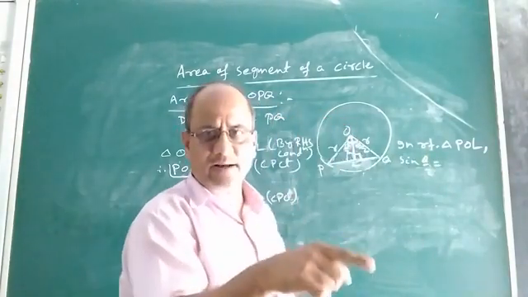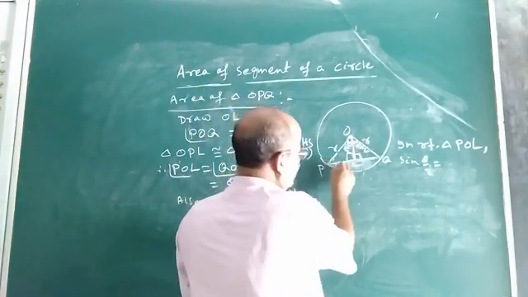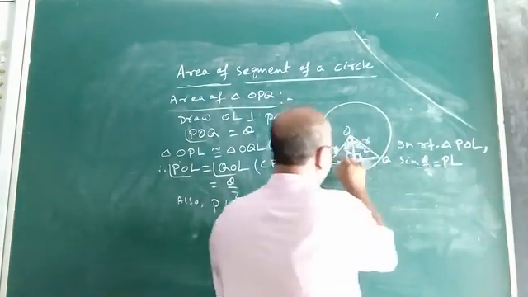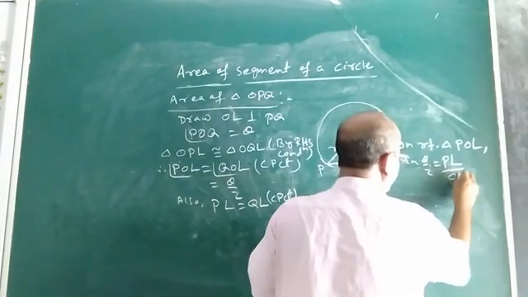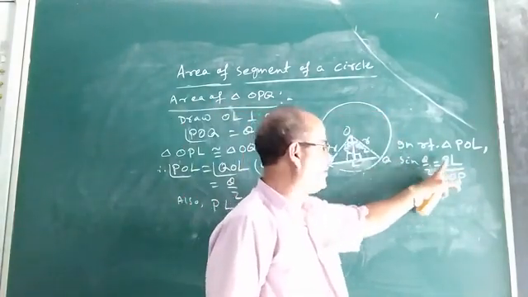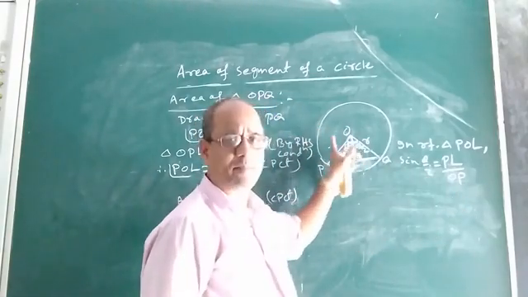Sine ratio of an angle is equal to perpendicular by hypotenuse. So which will be the perpendicular? PL. And which is the hypotenuse? OP. So it is PL by OP. So sine theta by 2 will be equal to PL by OP in the right triangle OPL.